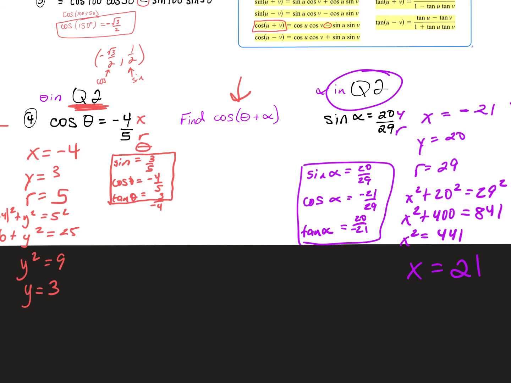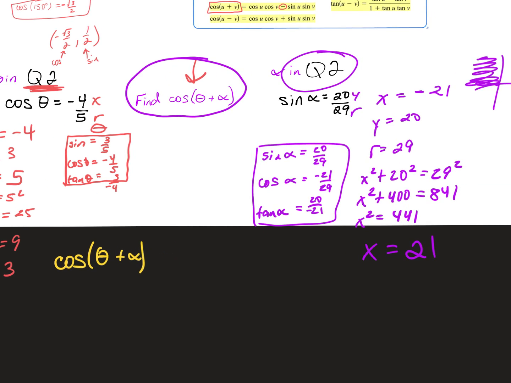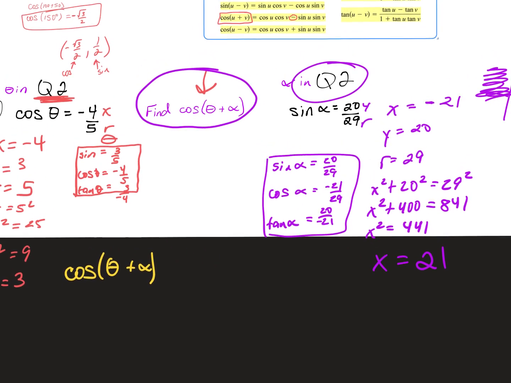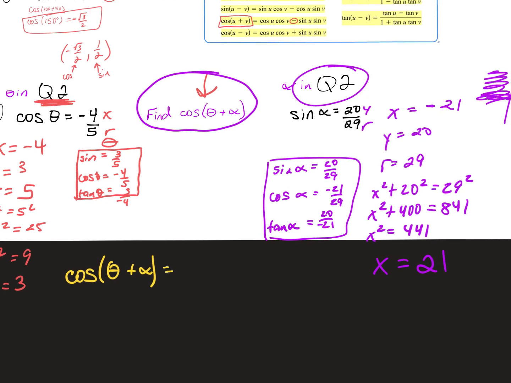All right, we have not answered the question yet. The question is to find the cosine of theta plus alpha. They're telling me what formula to use. They want the cosine of theta plus alpha. Well, what does that formula look like for cosine when I'm adding the two angles together? What's that formula look like? Tell me, guys. It's right here. So it's cosine, cosine.